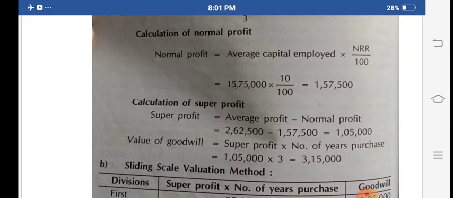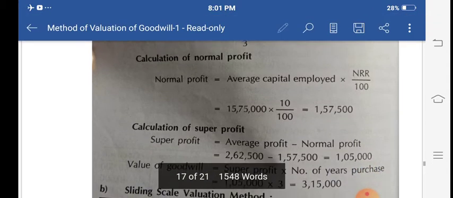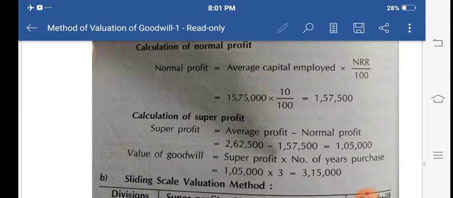Now put this into the formula for the calculation of super profit. Super profit is equal to average profit minus normal profit. We ascertained the average profit as 2,62,500 minus the normal profit of 1,57,500. The remaining amount is 1,05,000.